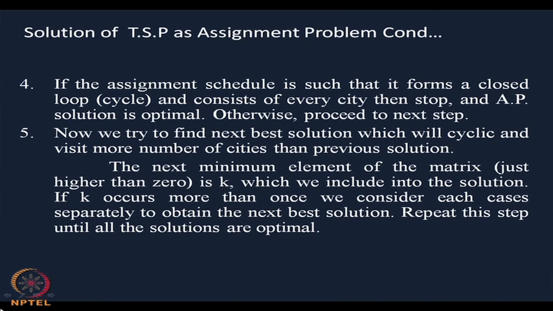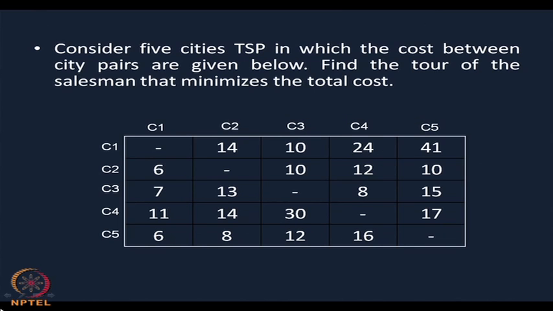So, let us go to the example. Consider there are 5 cities and the costs between the city pairs are given, just like C1 to C1 it is blank, C1 to C2 is 14, C1 to C3 is 10, like this way. So, at first I will rewrite the travelling salesman problem as an assignment problem with the cost for C1 to C1 as infinity. As I told you, Cij is equal to infinity whenever i equals j. So, at first what you are getting?